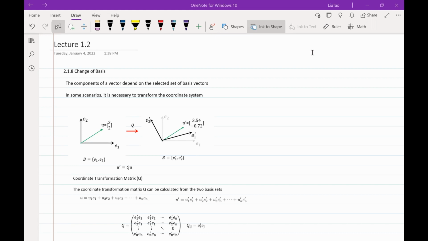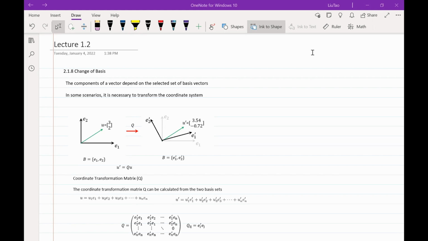So we know the components of a vector are associated with the selected set of basis vectors. In some scenarios, it is useful to transform the coordinate system. For example, if we are interested in the stress along one direction, but the direction doesn't align with either of the basis sets, then we can change the basis to align with the direction.